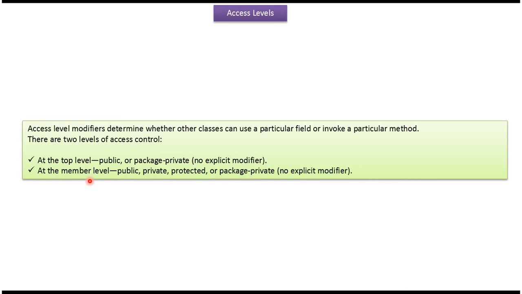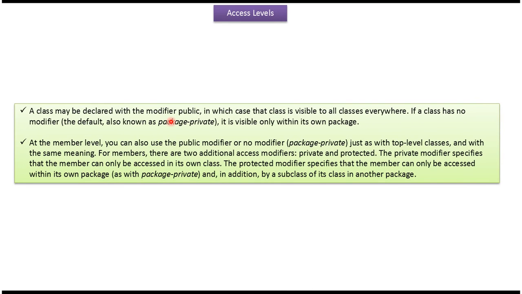At the member level, meaning for fields or constructors or methods, we can declare public or private or protected or package private. A class may be declared with the modifier public, in which case the class is visible to all classes everywhere. If a class has no modifier, meaning package private, it is visible only within its own package.